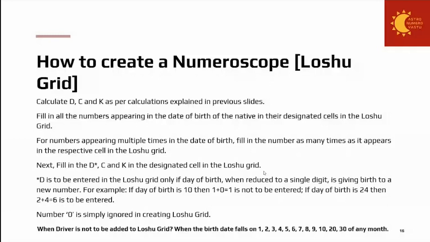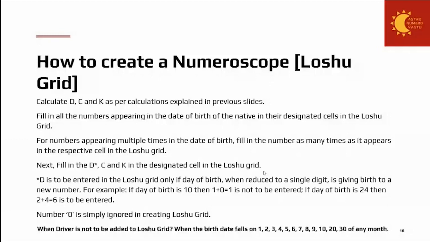Just see the logic. What is the logic behind this? These numbers are not giving rise to a new driver, a new vibration. The driver is simply 1, 2, 3, 4, 5, 6, 7, 8, 9, 1, 2, and 3, respectively, for these dates. So it is not giving rise to any new vibration, and we are not duplicating it and entering it in the Loshu grid. I hope it is clear now.